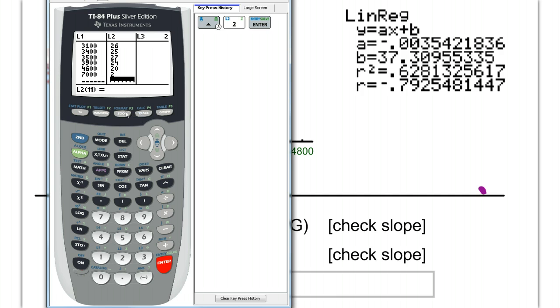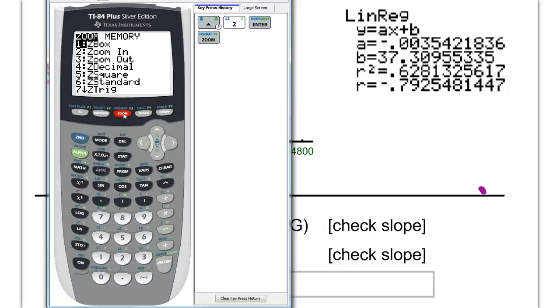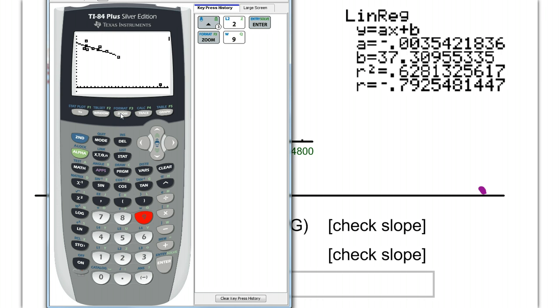And just to take a quick look at that, to see what the graph is going to look like, I'm going to go to zoom 9 for zoom stat. And I can see that instead of sitting on that line, now that new data point that I just added dropped quite a bit. So it's no longer on the old line of regression. Let's see where it does fit.